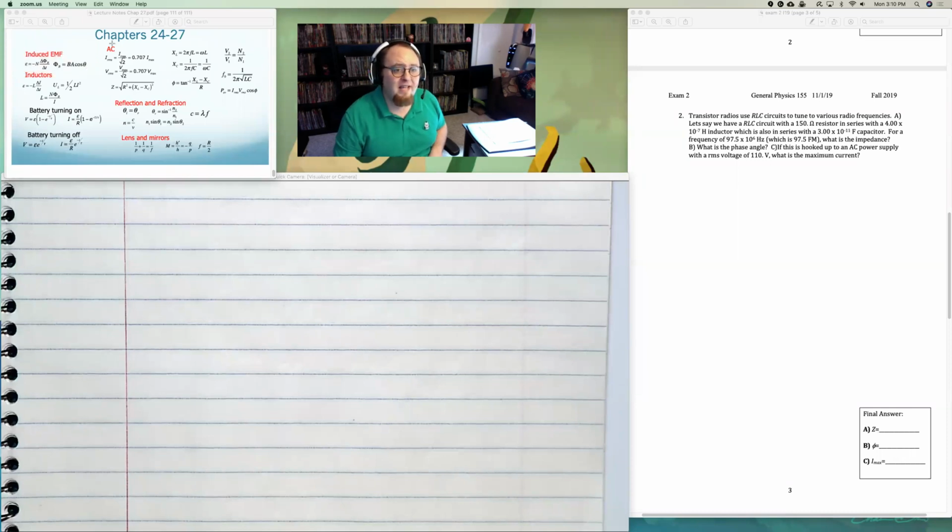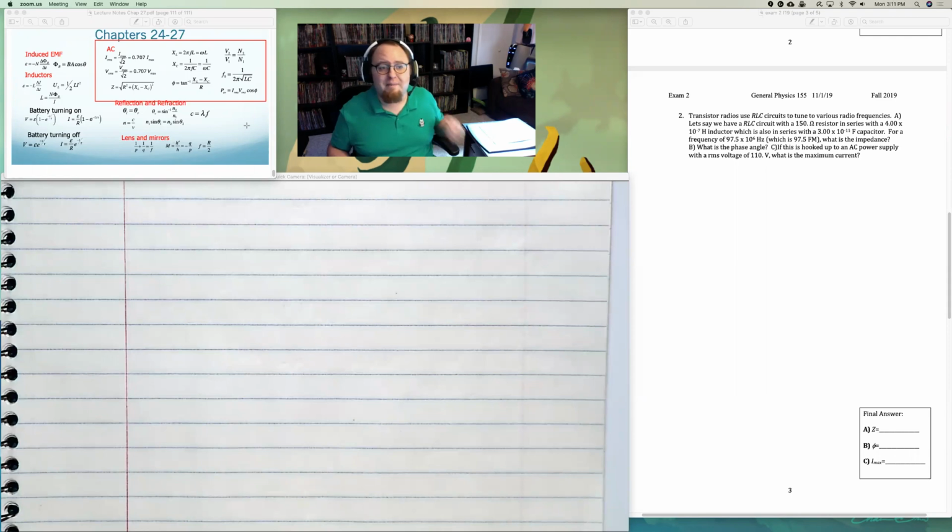Now, AC has a big box of information it could be. Everything up there in that red box I just made. I might do stuff with RMS to max. Impedance will almost definitely show up. I might do resonant frequency. I might throw in a transformer just for fun.